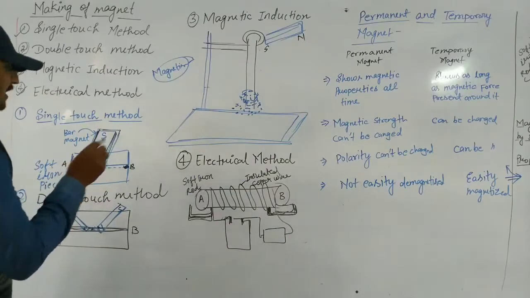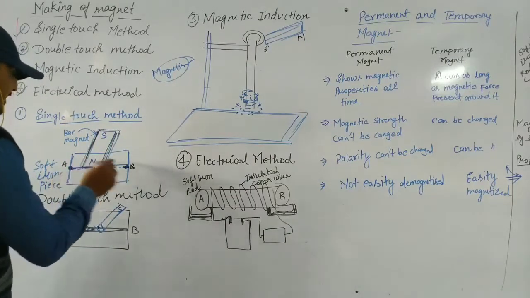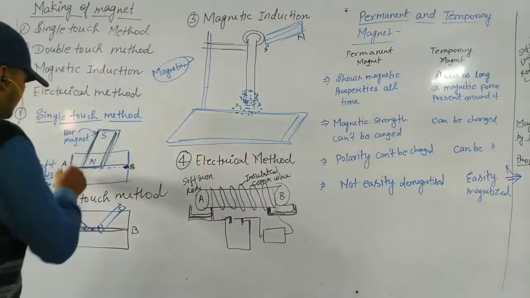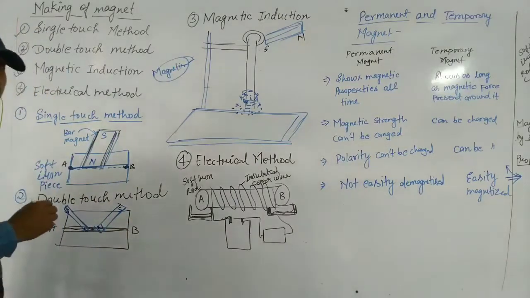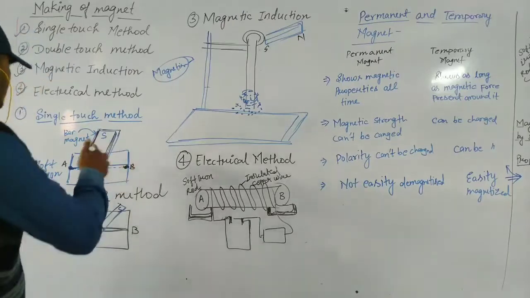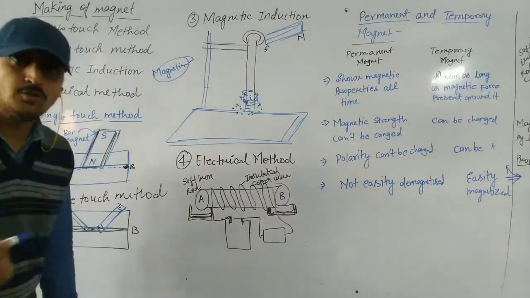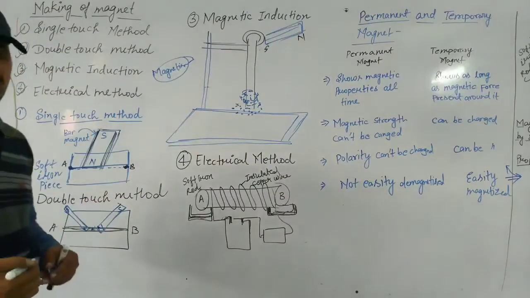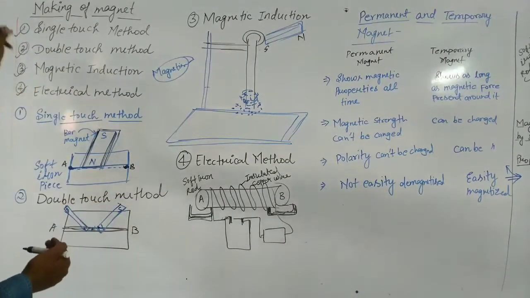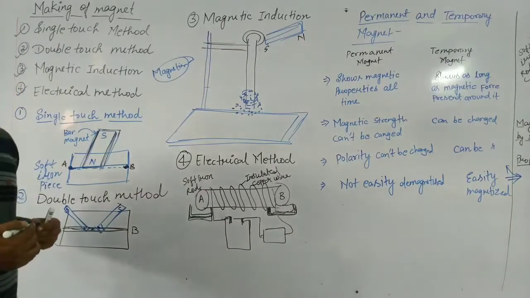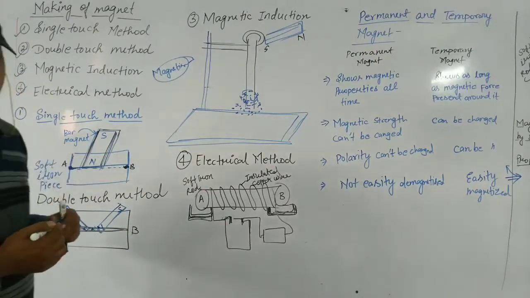So when we repeat this process from A to B, what we will observe is that after some time this normal soft iron piece will magnetize. So by this we can magnetize a normal iron substance. So this is the process of single touch method. In this process, we are just magnetizing a normal substance.